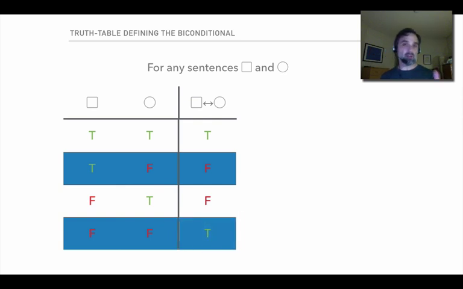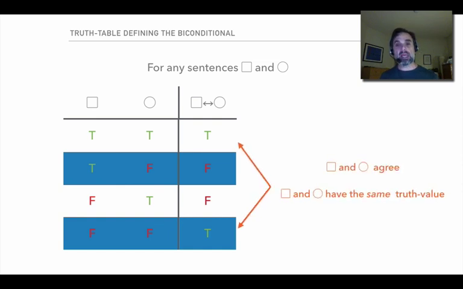A simple way of saying what the biconditional means is this. It says that both sides agree. It says that they have the same truth value. If we look at the top row and the bottom row, it's true. And what do we see? Same truth values, either both true or both false. They don't have to be true, they just have to be the same.